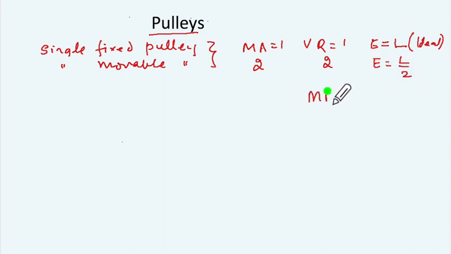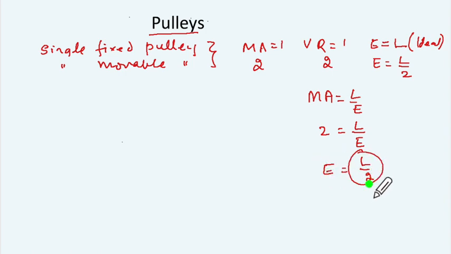Why? Because you have MA equal to load upon effort. Therefore, 2 is equal to load upon effort. So your effort will be equal to load upon 2. So remember, the value of effort is half of the load. So you have to know now. These ones also form very good MCQs.